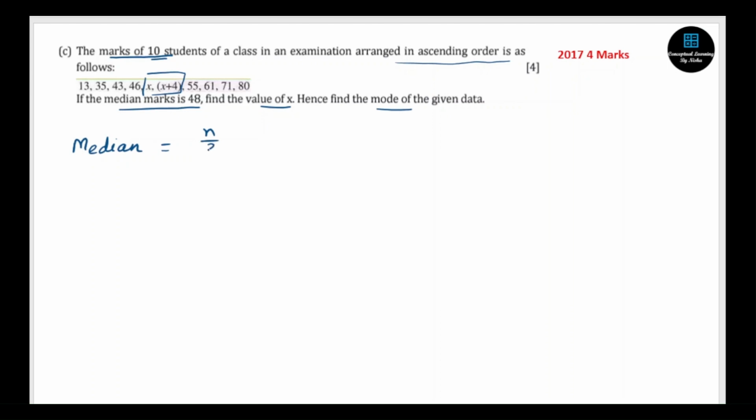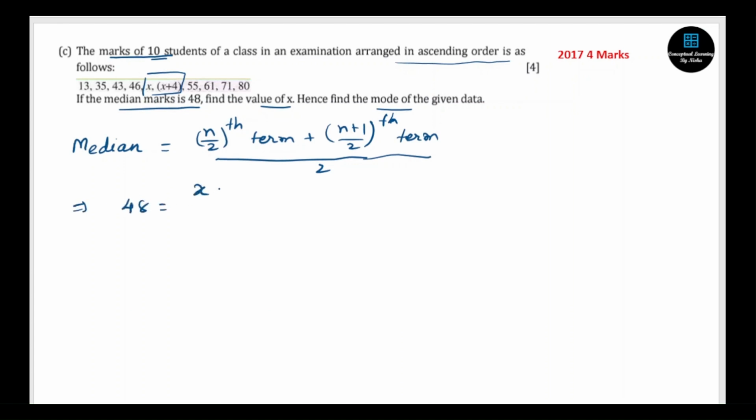So median equals n upon 2th observed term plus n plus 1 upon 2th term, upon 2, the average, right? And then when we substitute the values, I'll get 48 equals x plus 4 upon 2. If you divide all of them by 2 and then simplify, we'll get x equals to 46. So we found the first answer.